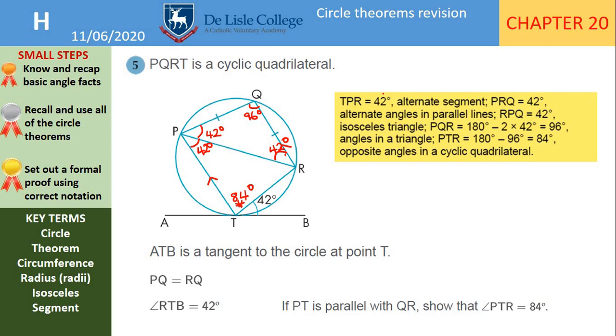So if they do ask for the reasons, you can just state by the alternate segment theorem. Then PRQ is 42 by angles in parallel lines. Yeah, that's what we did. The isosceles triangle PQR must mean then that these base angles are 42, so this is 96, and then they've used opposite angles in a cyclic quadrilateral.